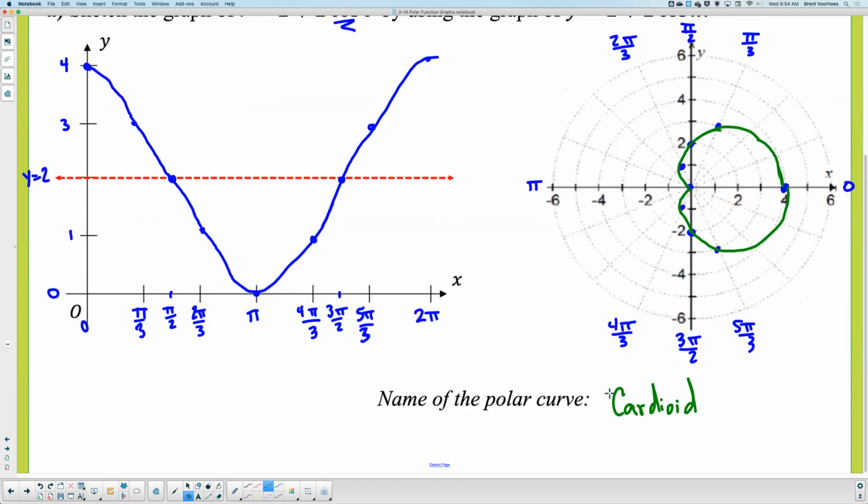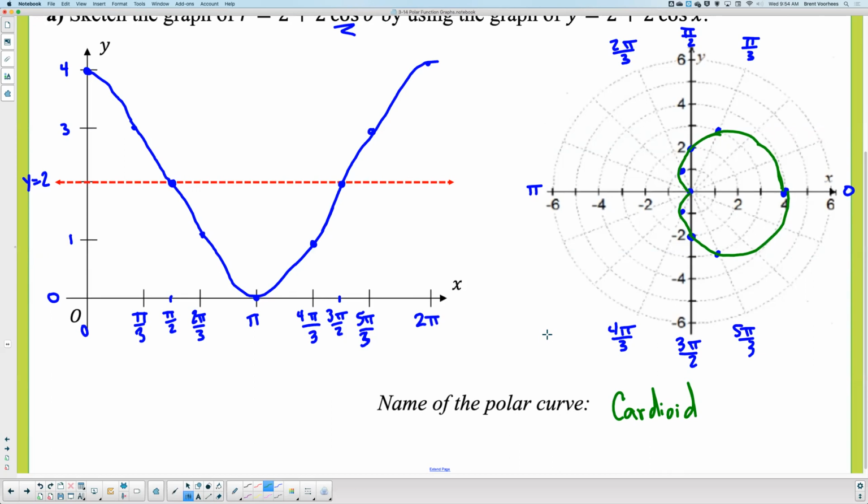It'll go down. What makes a cardioid is that it has that crack, like you're thinking of with the heart. It has that crack where the two pieces meet together. Cardioid means heart in Greek. That's where it comes from, that Greek word.